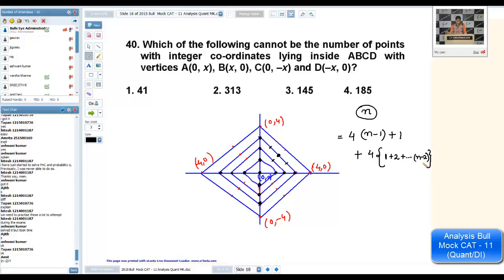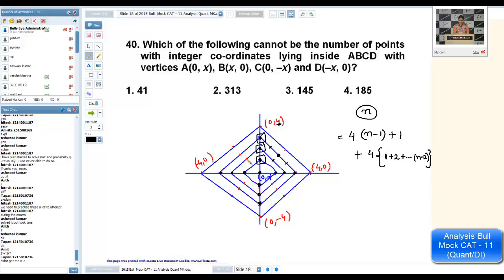Amit, not n minus 1, n minus 1. Okay, how come n minus 1? See, we are taking x equal to 4. So if we are taking 4, these points we are going up to 3. So I'm generalizing this. If I take n, we can go up to n minus 1. That's why. Tapan, why n minus 2?